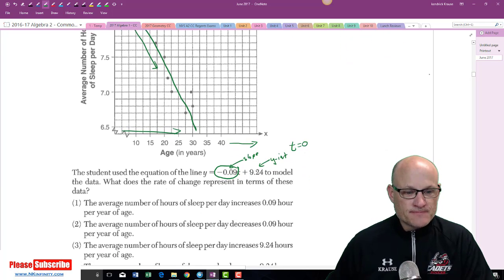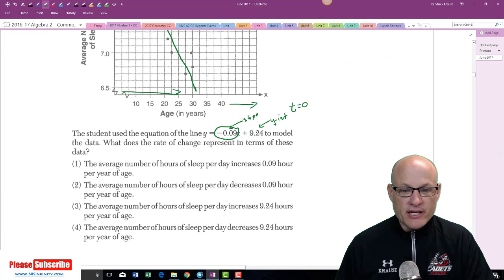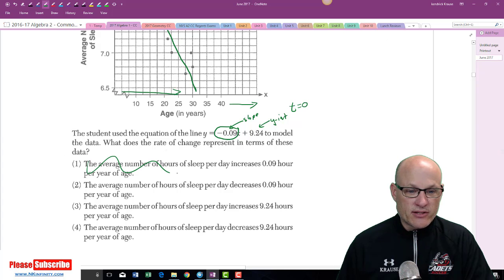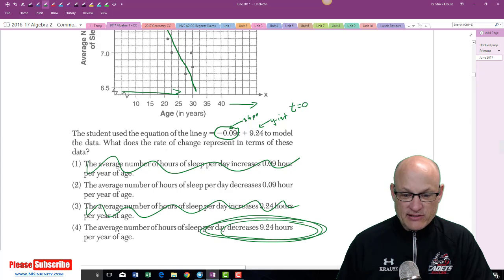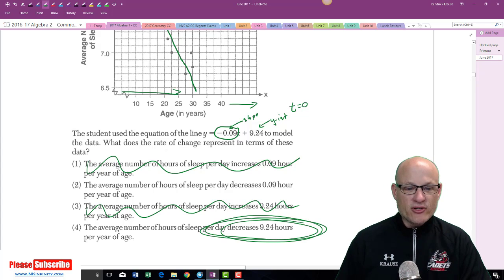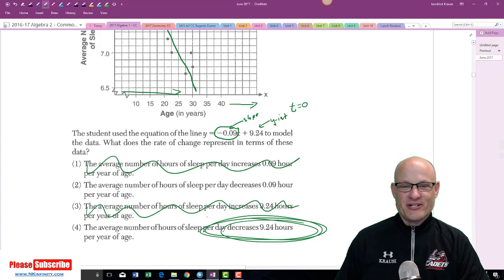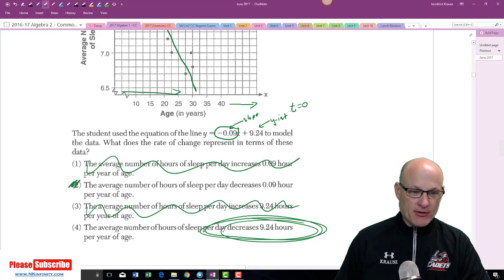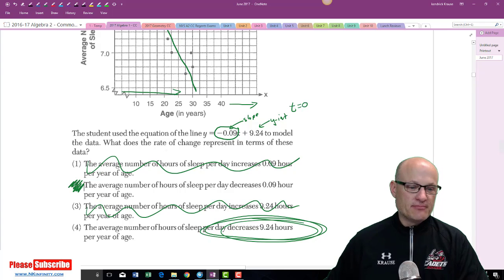Year. All right, so the average number of hours of sleep per day increases. Well, we're not increasing. That's kind of stupid. And so anything that says increases is just dumb. The average number of hours of sleep decreases 9 hours. Oh, that's all it is? Yeah, remember, this is how many hours they sleep when they're first born. And could you imagine decreasing 9.2 hours per sleep per year? I guess nobody sleeps anymore. That's just dumb. But anyway, it was designed to trick you. There it is, the answer.